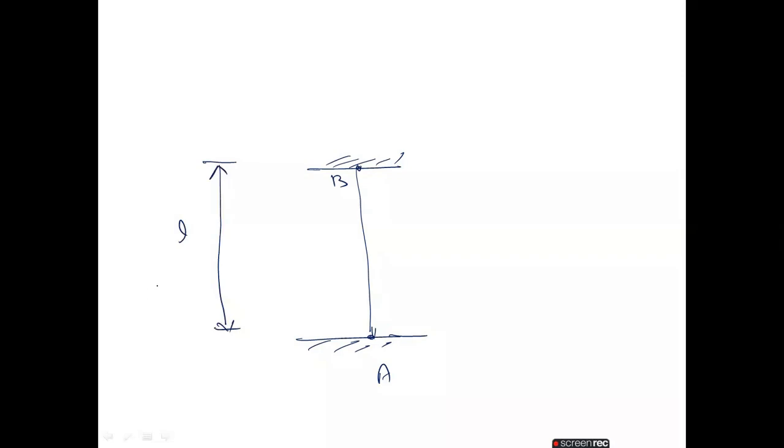and let P be the crippling load at which the column has buckled. So that means we will take the load P here like this at both ends. Due to this crippling load or buckling load P, the column will deflect like this. I will draw like this. Okay, the column will buckle like this.